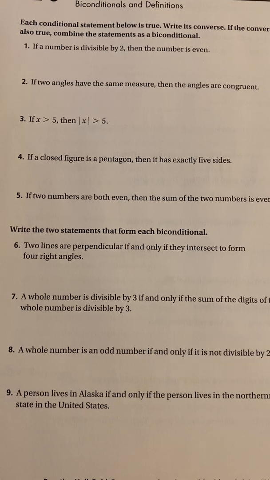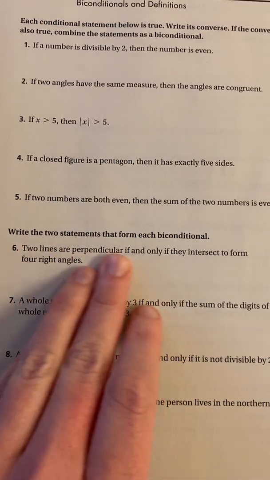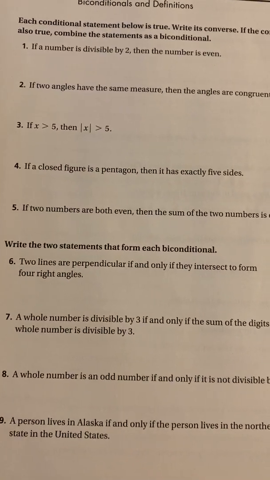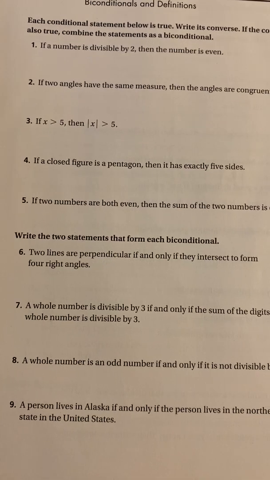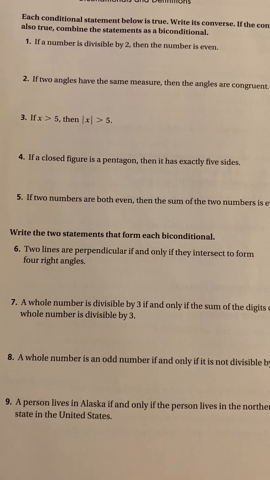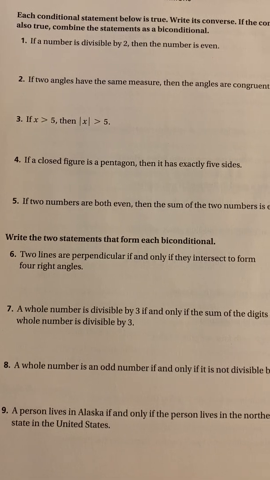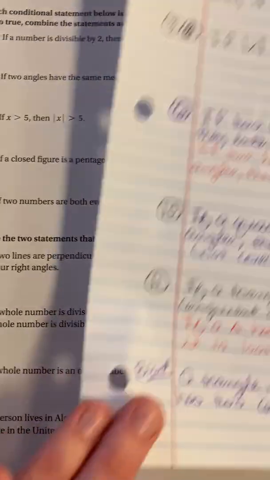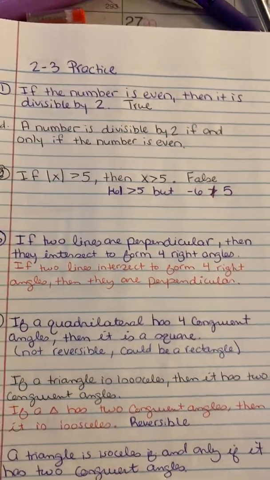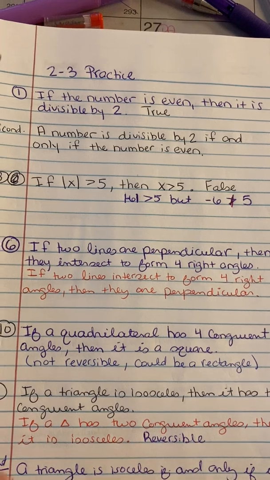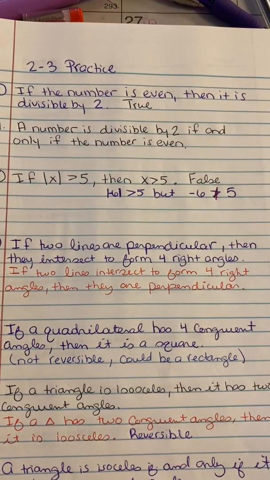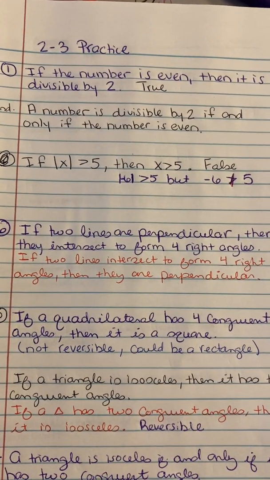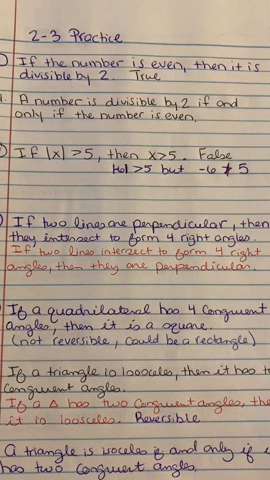Number 6, write the two statements that form each biconditional. So you're just going to take this and this. You're going to put "if" and "then" in front of them, and then you're going to write the converse. So: two lines are perpendicular if and only if they intersect to form 4 right angles. So you're going to take "two lines are perpendicular," and you're going to take "they intersect to form 4 right angles." You're going to write it one way, and then you're going to write it going the other way. So if two lines are perpendicular, then they intersect to form 4 right angles. You also have to have the converse of that. If two lines intersect to form 4 right angles, then they are perpendicular.